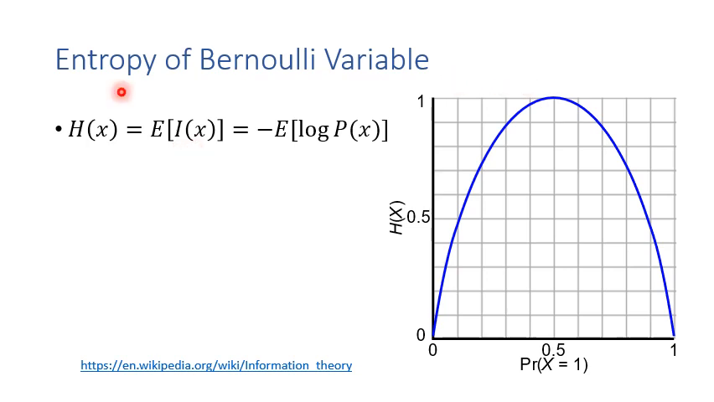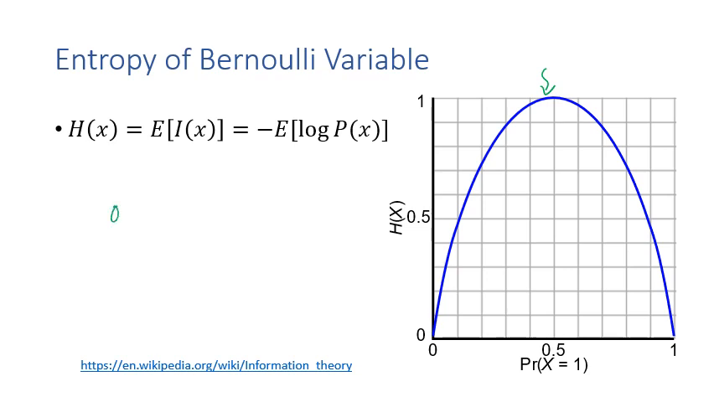Here is a picture that shows the value of the entropy of a Bernoulli variable. Remember that a Bernoulli variable is a binary variable. So it has the highest value, the entropy is 1, when both outcomes, 1 and 0, have equal probability, 0.5. We can use the expected value to calculate the entropy of the Bernoulli variable when both 1 and 0 are 0.5. Here is the formula.